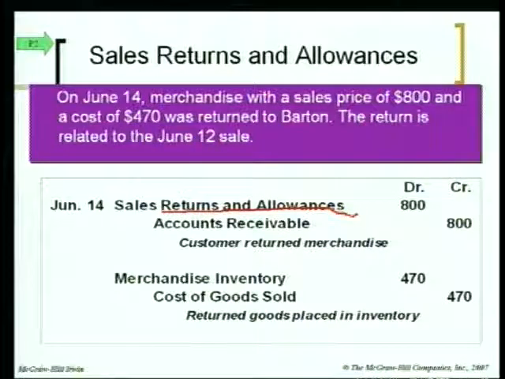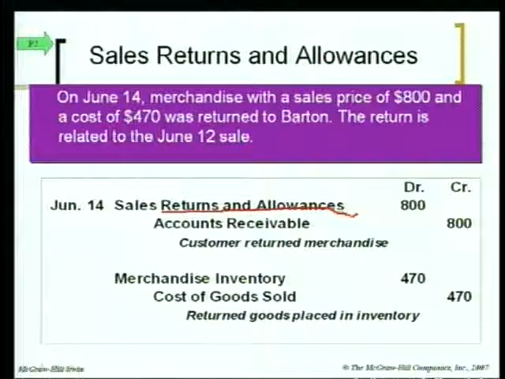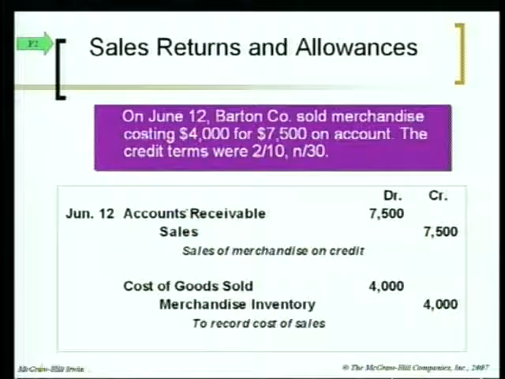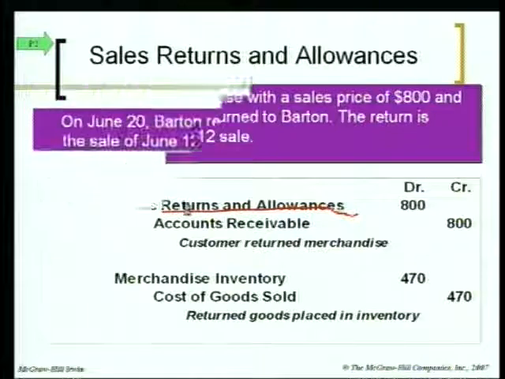Now this might be different if the items were totally trashed or something. But here, going back to the journal entry, we debit merchandise inventory, increase merchandise inventory because it's going back on the shelf. And certainly we have to credit or reduce cost of goods sold because in the end, the goods weren't sold, were they? Okay? Now how much do they owe us at this point? Well, they owed us $7,500. We reduced their receivable by $800, so they owe us, what is that, $6,700?